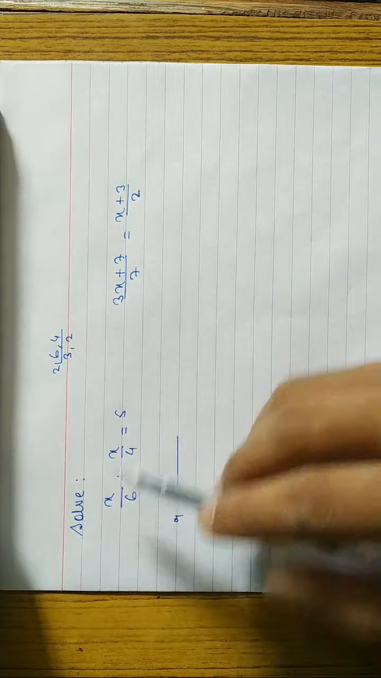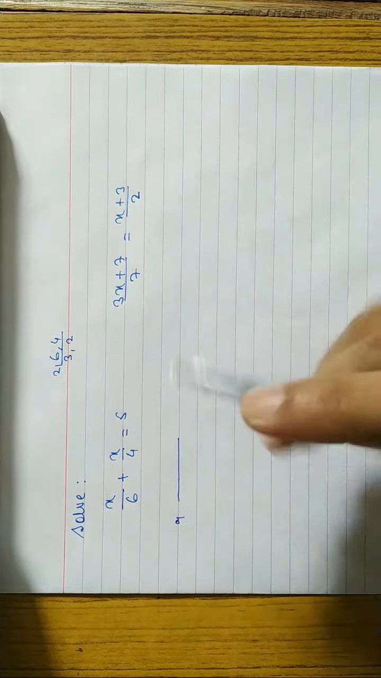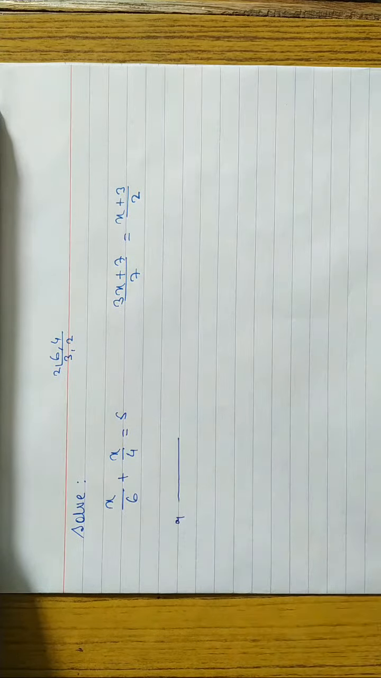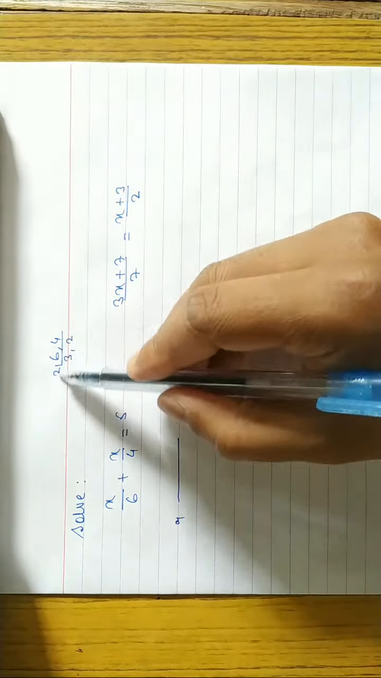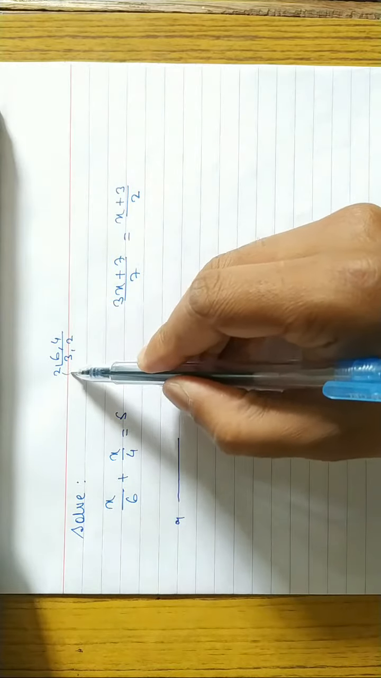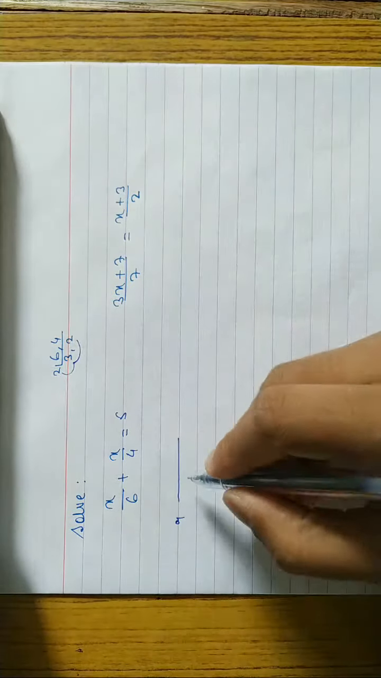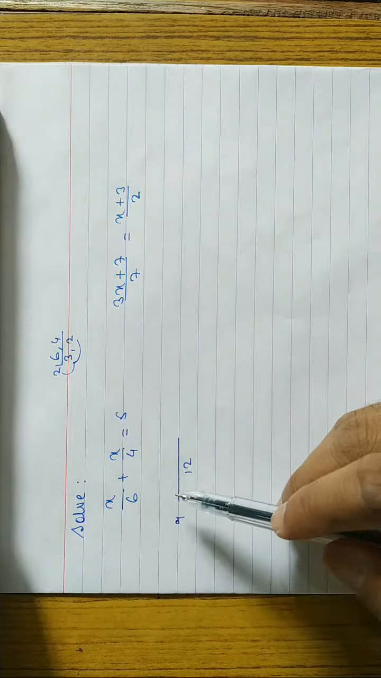First of all, we are going to solve these two questions. We have to take the LCM. What is the LCM? You can see here is 6 and 4. So 6 and 4: 2 3s are 6, 2 2s are 4. And at last we have to multiply: 3 2s are 6, 6 2s are 12. So what is the LCM here? 12.